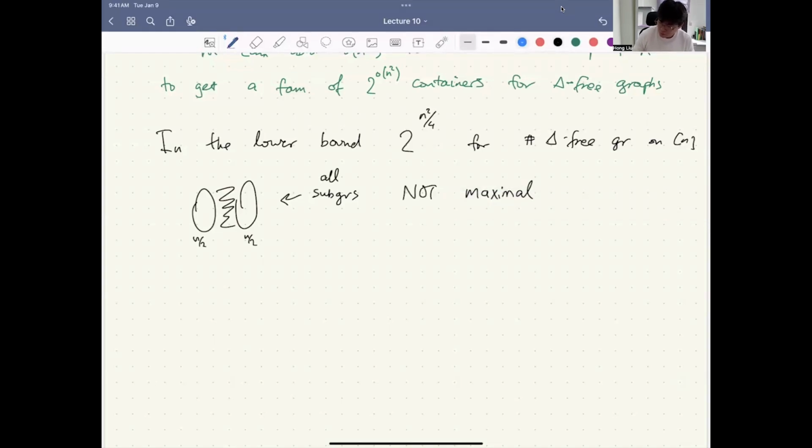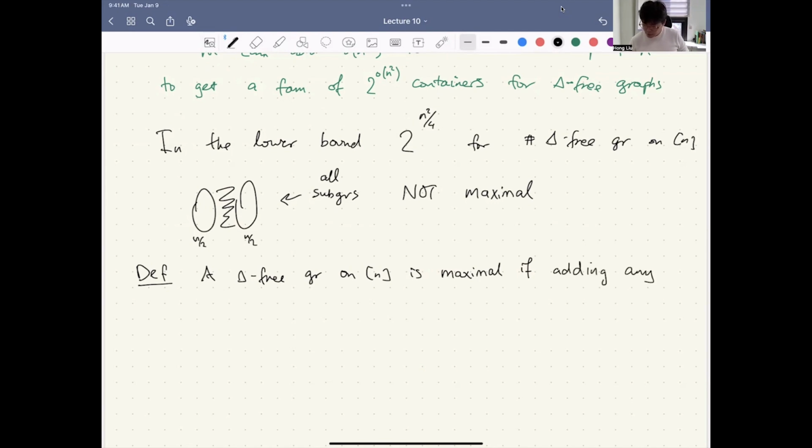So here's the definition. Just to remind you, a triangle free graph on n is maximal if you cannot add edges to it and remain triangle free. Okay, none of its proper supergraphs is triangle free. Another way of saying it: if adding any edge will create a triangle.